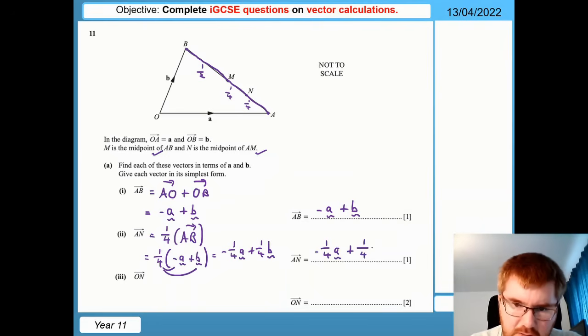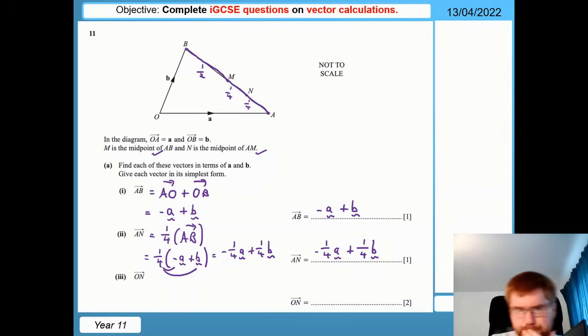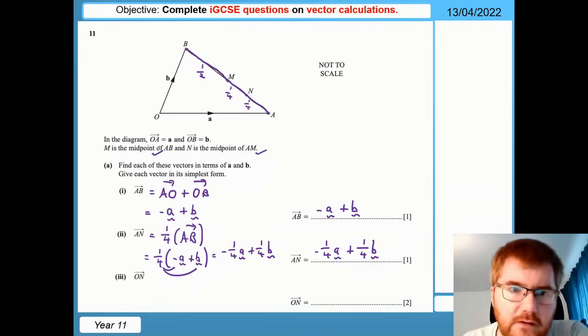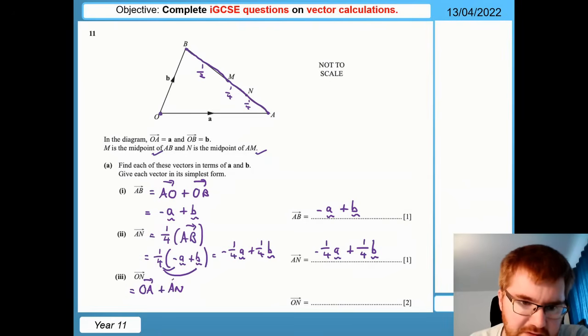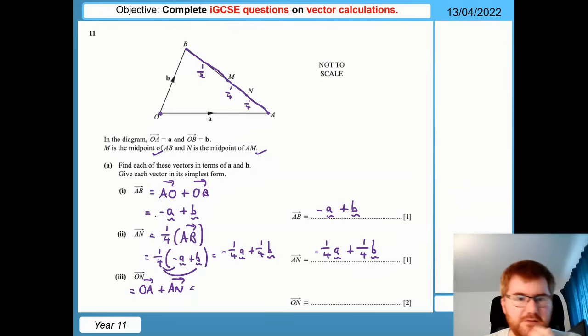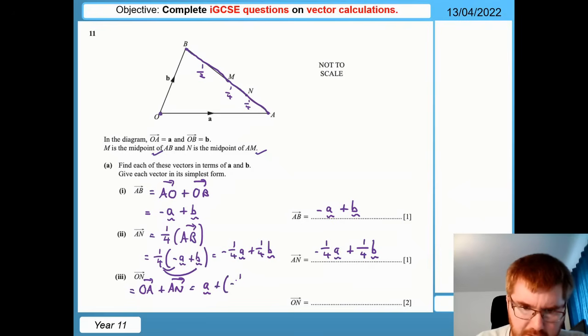In a 1 mark question, it shouldn't involve too much calculation. And now we need to work out the vector from O to N. To go from O to N here, again, we want to break this down into the long way. So we want to go from O to A and then A to N. Always try and use the vectors we've already worked out, because notice we're using the vector AN from the previous question. The vector O to A is equal to just A, we're following the arrow. AN we already know from the previous question. So we get plus minus a quarter A plus a quarter B.